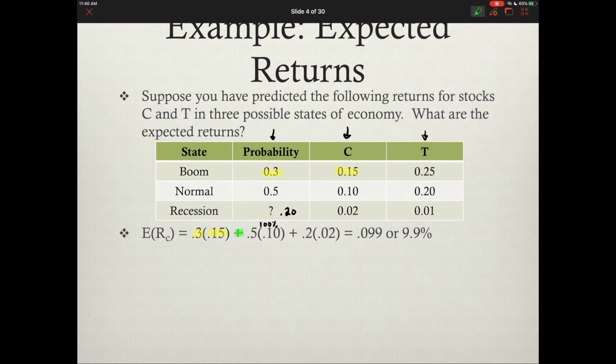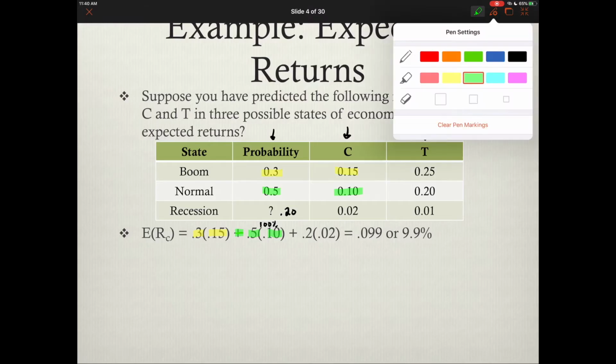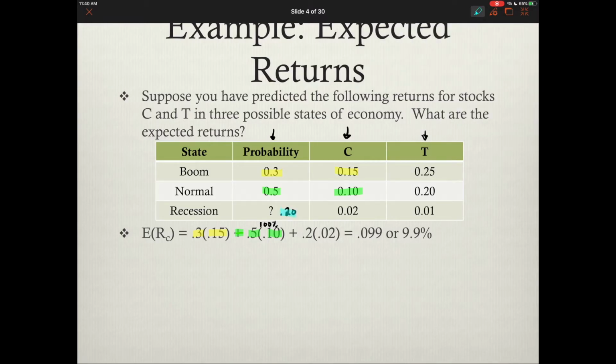We add to that the probability of a normal economy multiplied by the return in that condition, and then we add to it the probability of a recession economy multiplied by the return in that condition, and we get an expected return for stock C equal to 9.9%.